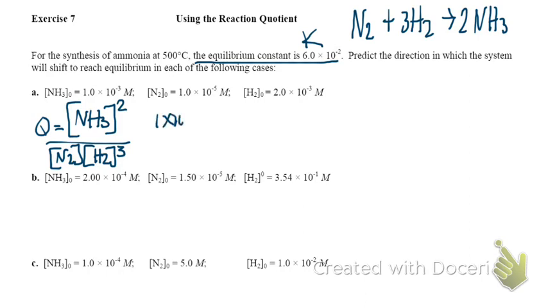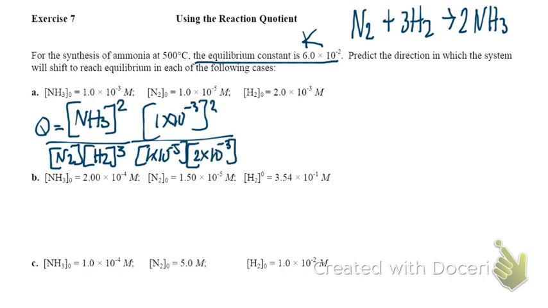1 times 10 to the negative 3 raised to the second power divided by 1 times 10 to the negative 5, and then 2 times 10 to the negative 3 cubed. So when we do that math, we get that Q is equal to 1.25 times 10 to the 7, which is way greater than K. So we would say Q is greater than K.